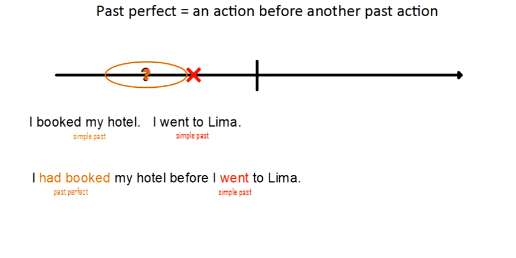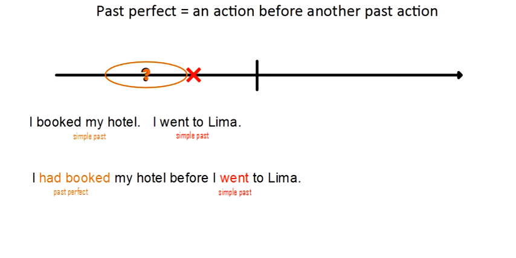But we don't know exactly when. All that matters is that it happened first. So I have a very specific past action, the simple past, I went to Lima. And a non-specific, some point in time before then, I had booked my hotel.